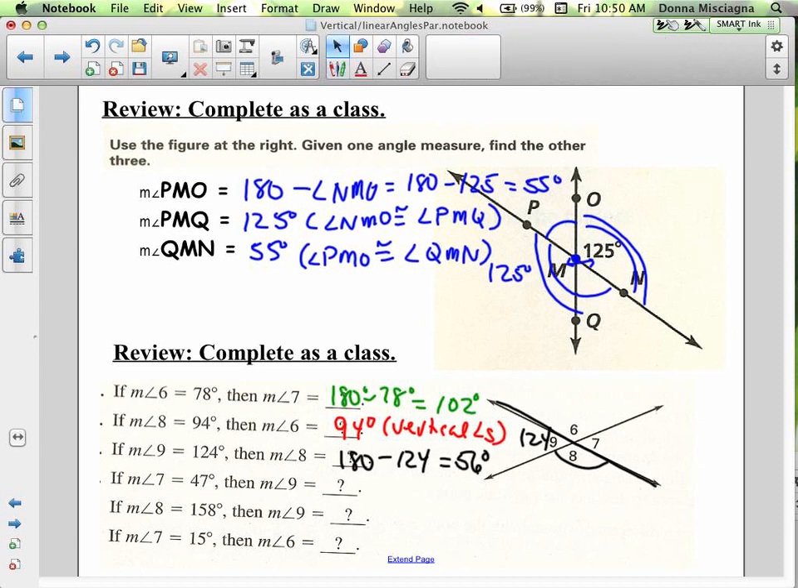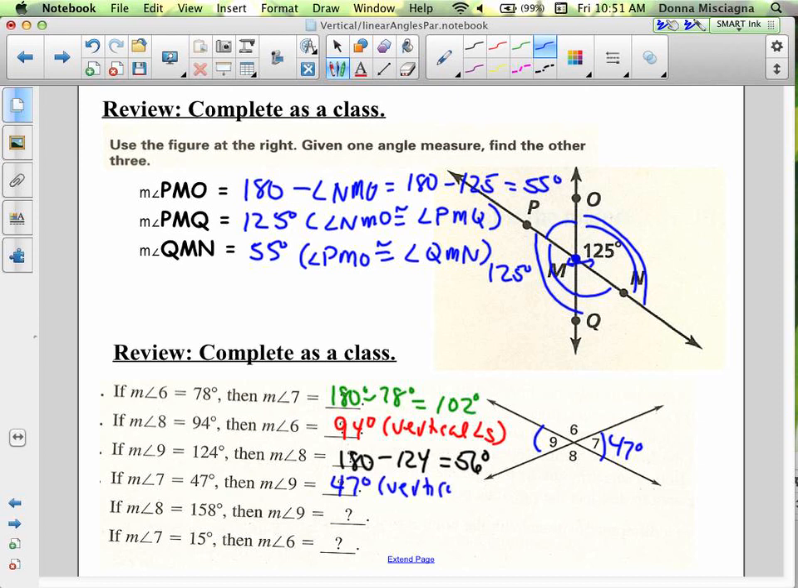See how easy these are? Either they're congruent or they add up to 180. And that's always going to be the relationship when you have angles formed by two intersecting lines. So we're looking for the measure of angle 9. Angle 7 is 47 degrees. Angle 9 and angle 7 are vertical angles. So angle 9 is also 47 degrees.